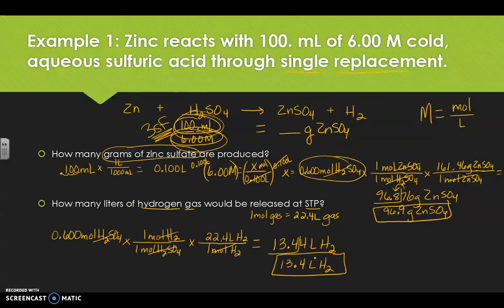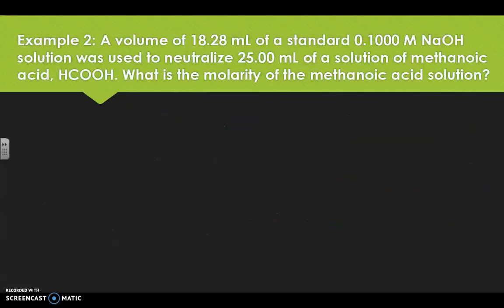Okay, so the next 2, we're going to go through them. If you think you've got it, go ahead and try it. Come back and check your answers. And if not, then just stick with me. All right. A volume of 18.28 milliliters of a standard 0.1000 molar NaOH solution was used to neutralize. We know that we're reacting NaOH to neutralize an acid, methanoic acid, which is HCOOH. And they ask, what is the molarity of the methanoic acid?